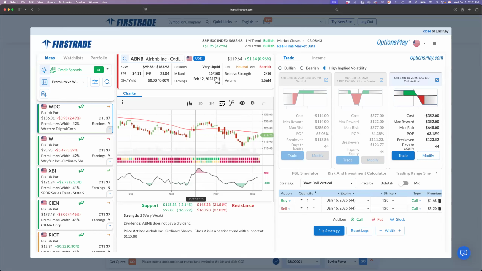Can these opportunities be found directly on OptionsPlay or only through First Trade? They can be found through both. But the value of First Trade is that First Trade is offering you this platform for free as part of your First Trade brokerage account. If you go through OptionsPlay, you would have to pay for it.